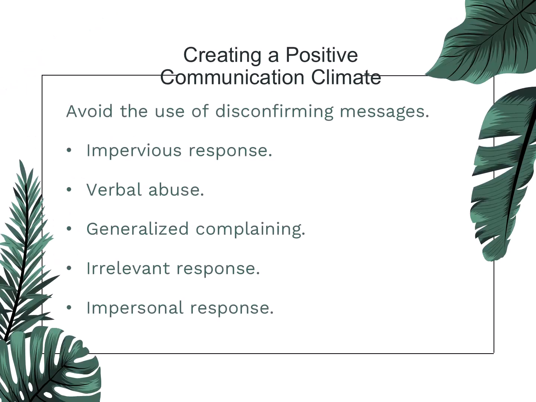Now, we also want to avoid things just as much as we want to include them. And that is impervious responses, verbal abuse, generalized complaining, irrelevant responses, or impersonal responses. And this sometimes can happen without our knowledge. I think back as I was looking through this chapter for how to bring this content to you. Sometimes we use this with our parents, or our siblings, or people that we hold dearest because we feel like we've put in all the footwork already, but positive communication never has an end.